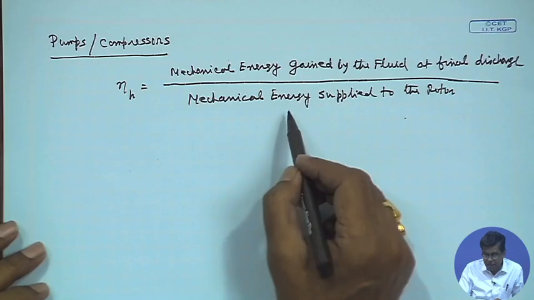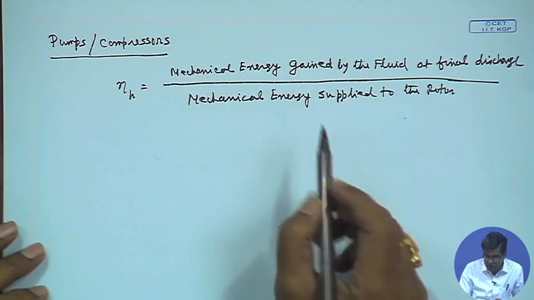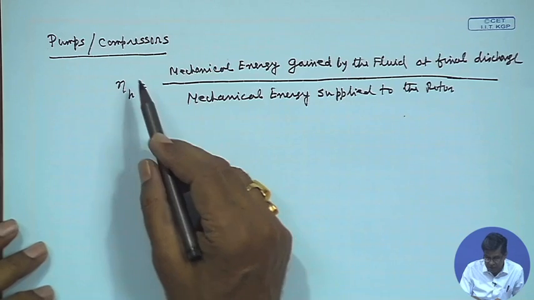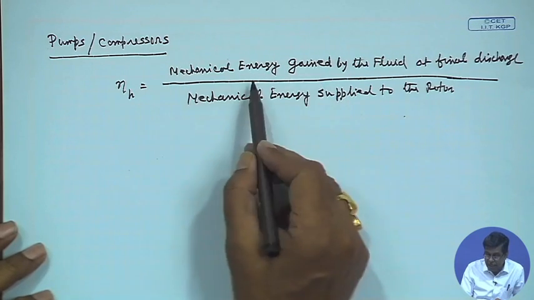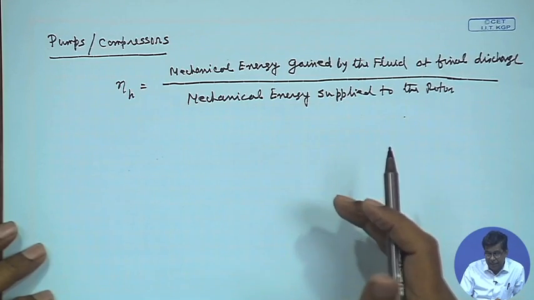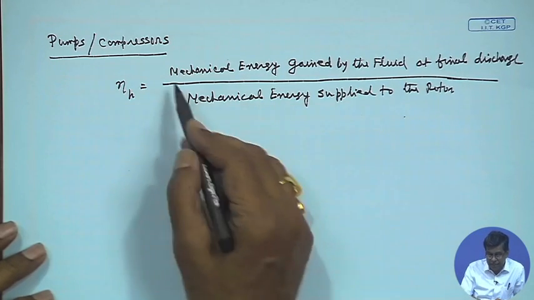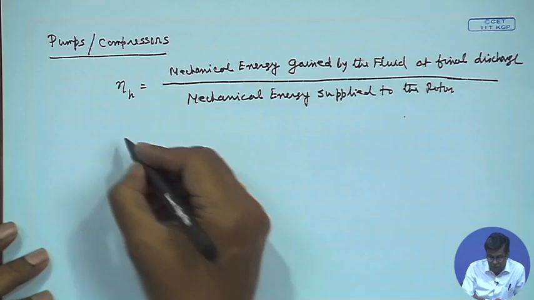That takes care of the losses in the fluid flow. Similar is the case of the turbine. So, this is the definition of hydraulic efficiency of pumps and compressors. Now, here mechanical energy gained means the mechanical energy at the final discharge relative to its mechanical energy at inlet, because the fluid at inlet has some mechanical energy.